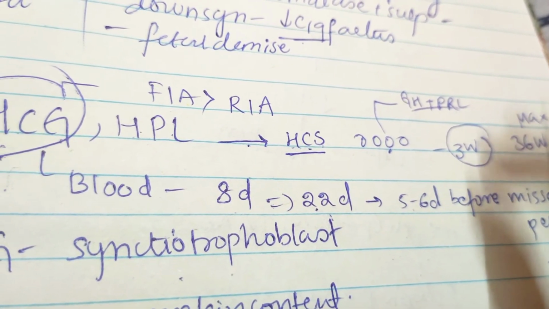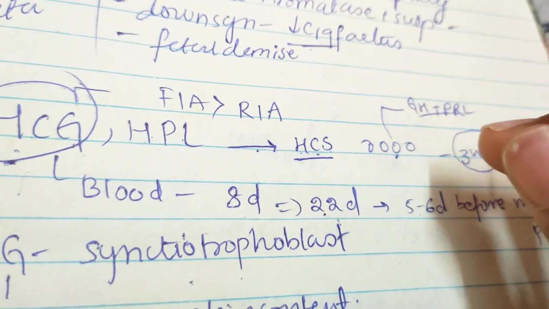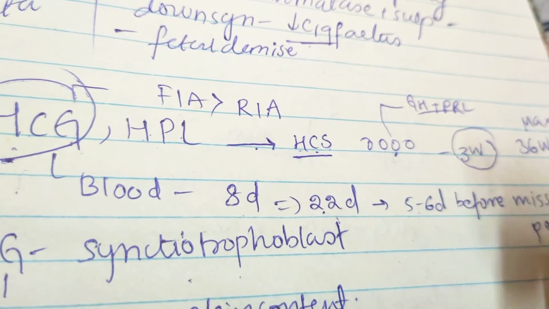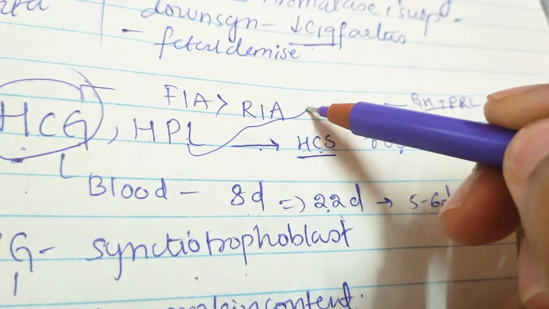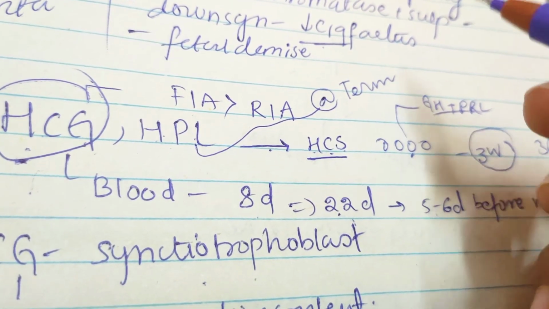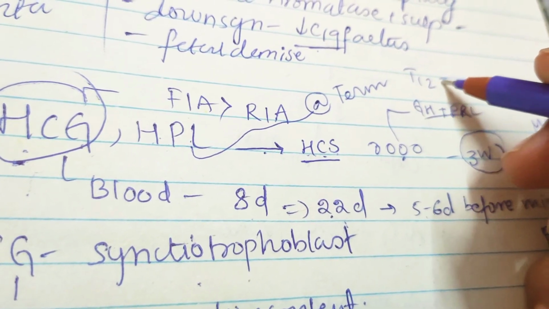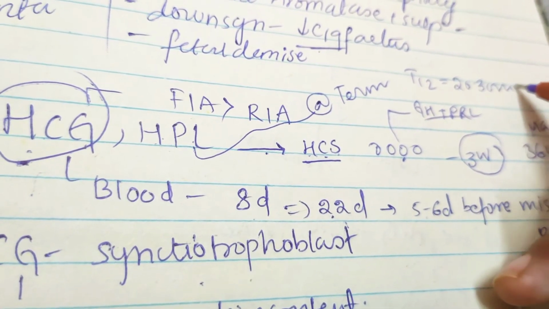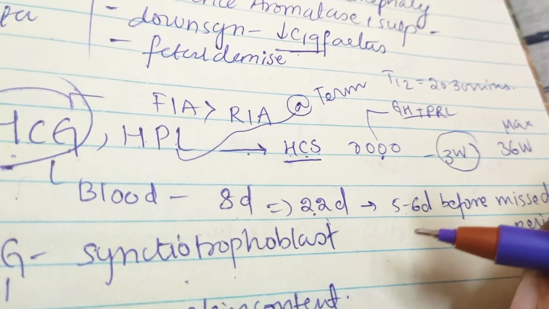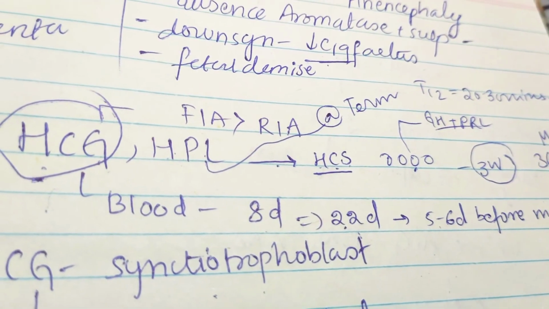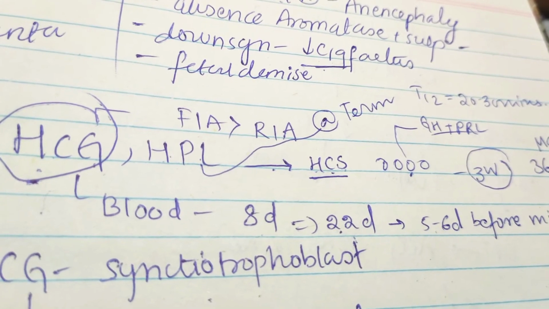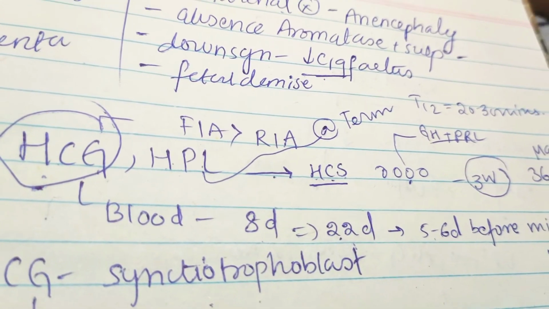So if you see this HPL, then you can say there is a formation of placenta. The hormone which is produced maximum at term is HPL. And T half is equal to 20 to 30 minutes. If you remember, for HCG the T half is 36 hours, for luteinizing hormone 2 hours. But human placental lactogen T half is just 20 to 30 minutes. So what are the functions of this hormone?